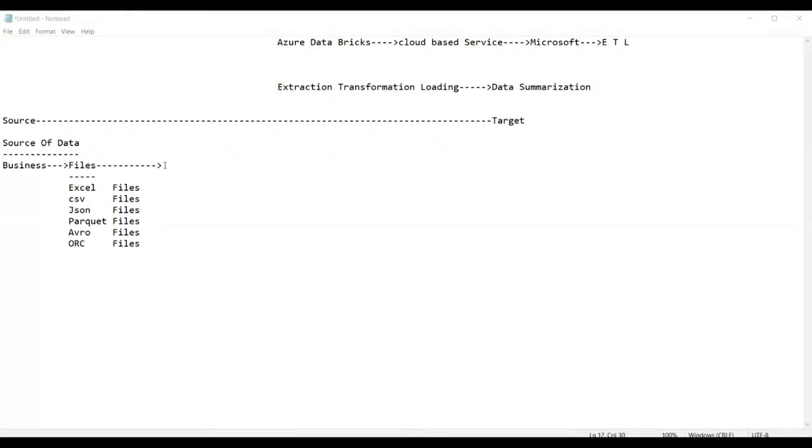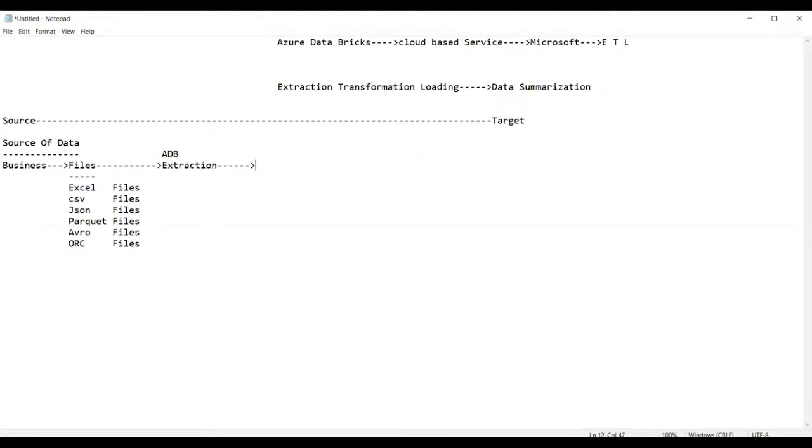So ultimately, we pull in the data by using the process called extraction. Extraction is done by using ADB, that is Azure Databricks. By using Azure Databricks, we perform the process of extraction. Extraction of data only, guys. Then extraction is done.